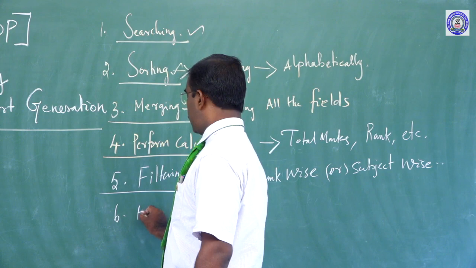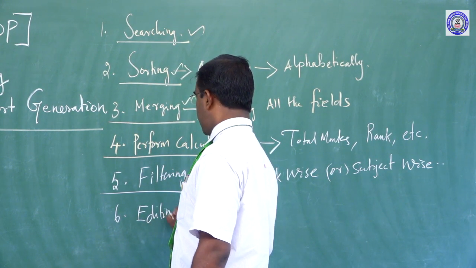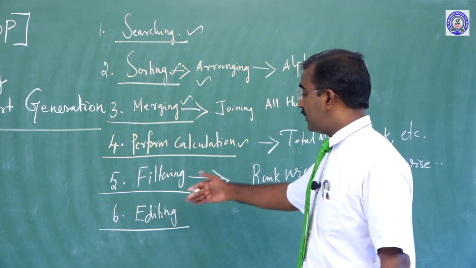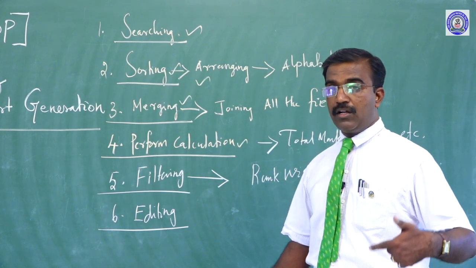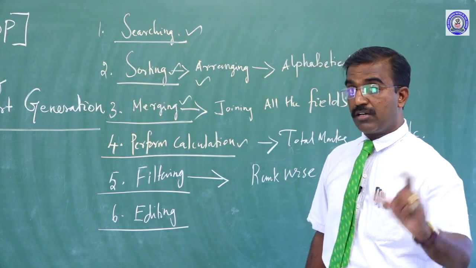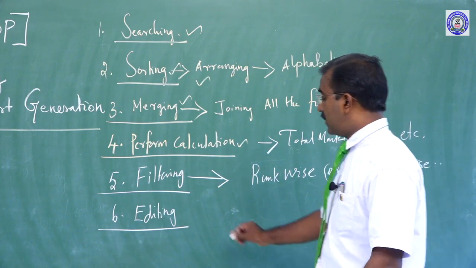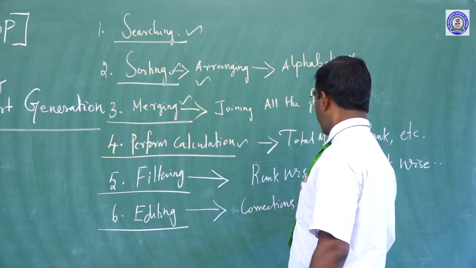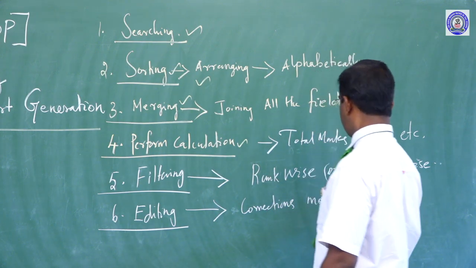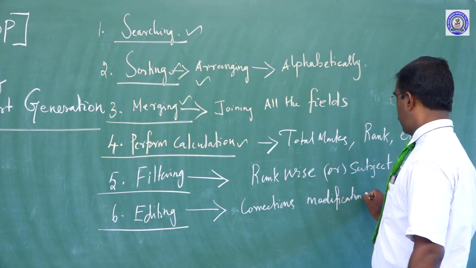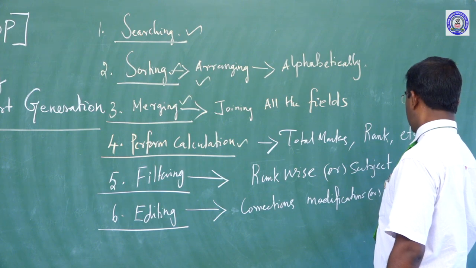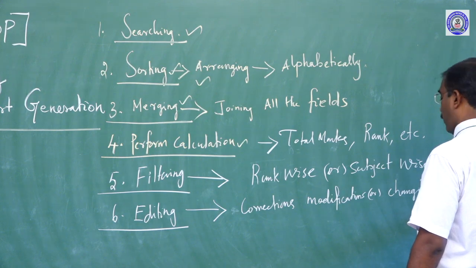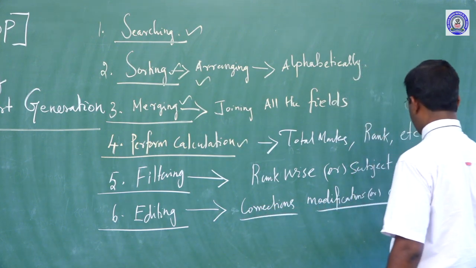And then editing. This is the main role. Why? As a class teacher, after filtering, in front of the children, we discuss the marks. Any corrections there, we will modify. So that is called corrections, modifications or changing the marks. This process is called the editing process.